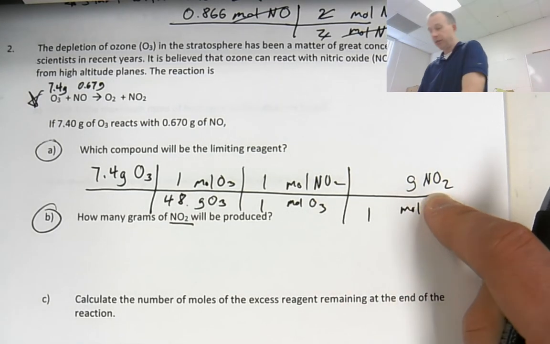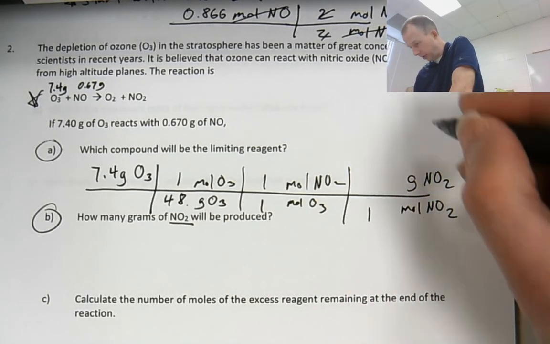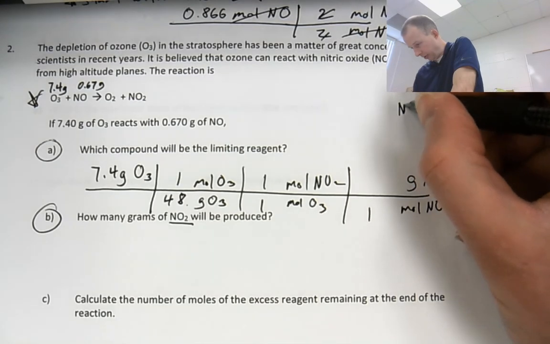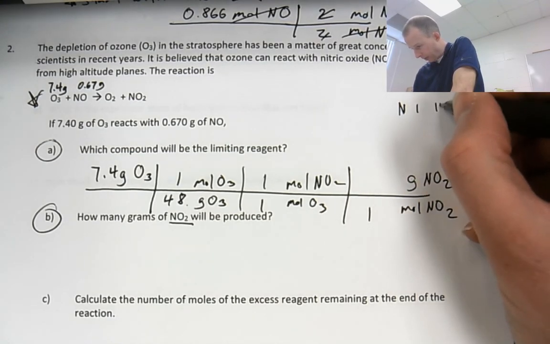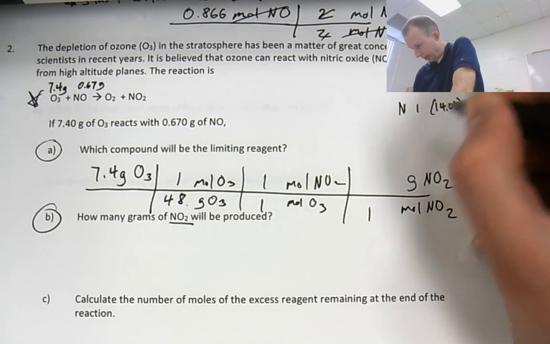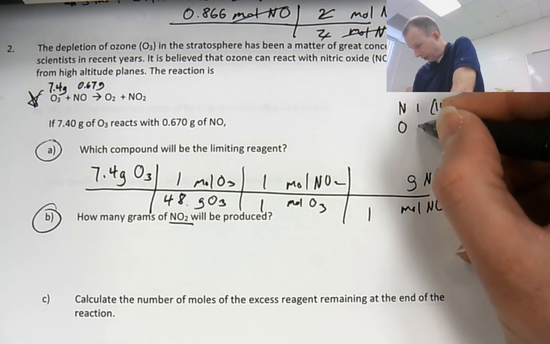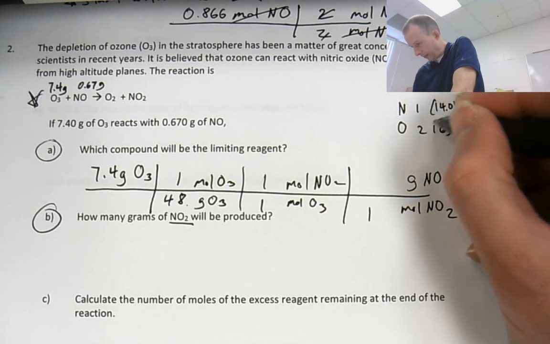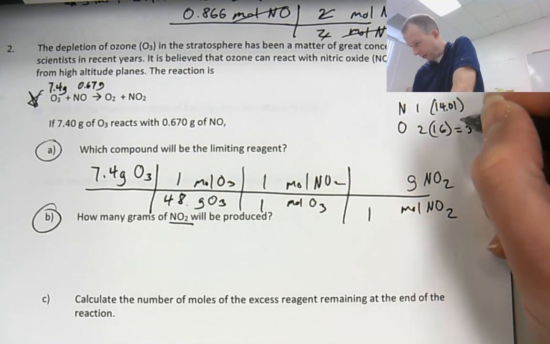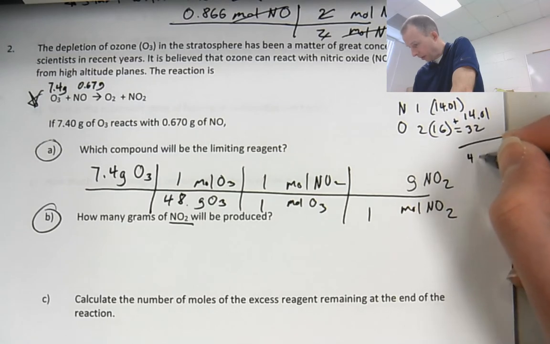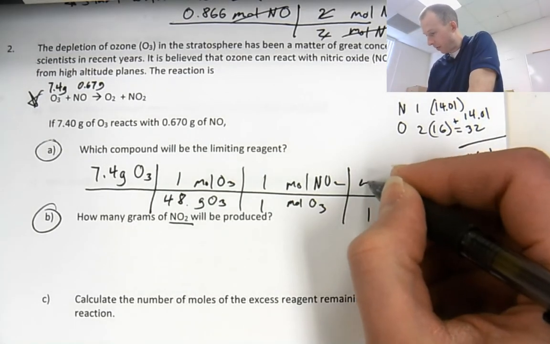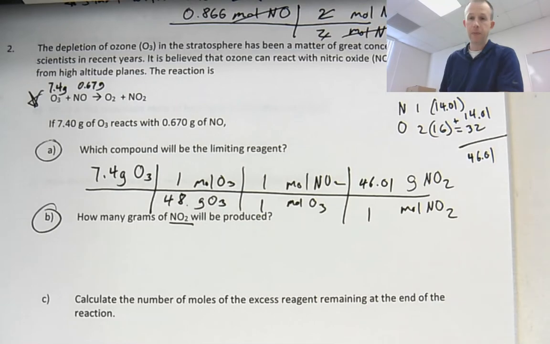Now this one over here, it's going to be N plus 2 O's. I'll even write this out to show you. So N is 1, that's 14.01 off the periodic table. Oxygen, there's 2 of them, that's 16 times 2. That's going to equal 32 plus 14.01. So you get 46.01.